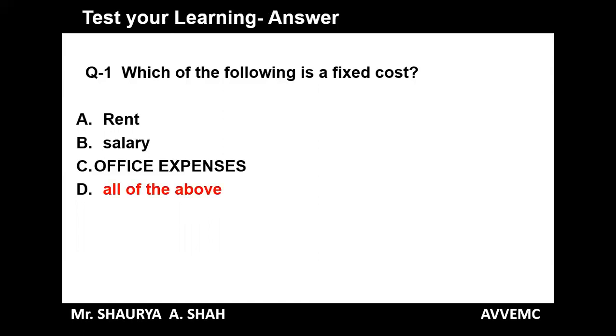Yes, students, the answer is rent, salary, and office expenses, all of the above. Why? Because rent, salary and office expenses are all fixed costs. Whether you produce or not, your fixed cost remains constant. All this we will study in detail in the next lecture.